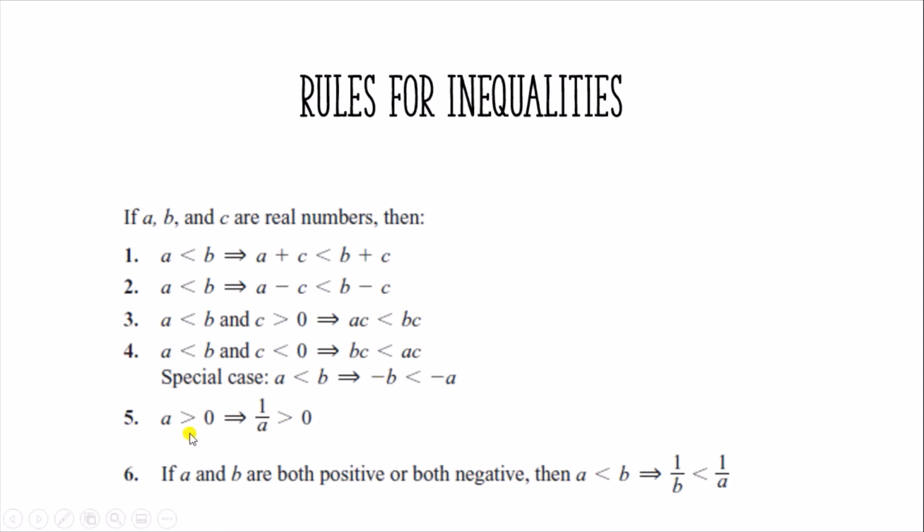If a is greater than 0, then 1 over a, its reciprocal, will also be greater than 0. And if a and b are both positive or both negative, and a is smaller than b, then 1 over b will be smaller than 1 over a. So this is the opposite. These are some of the rules.